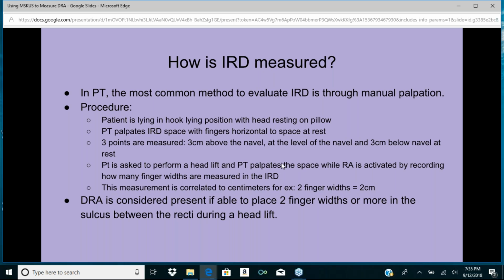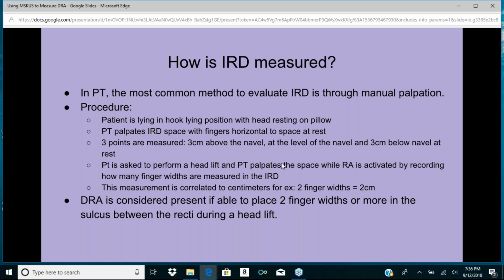In physical therapy, the most common method to evaluate that interrecti distance is through manual palpation. The procedure is that the patient is usually in a hook-lying position with their head resting on a pillow. The physical therapist palpates that space with their fingers horizontal to that space at rest. Usually we measure about 3 points.